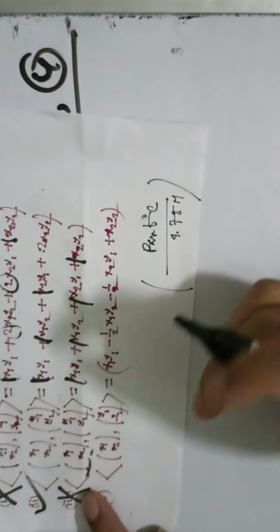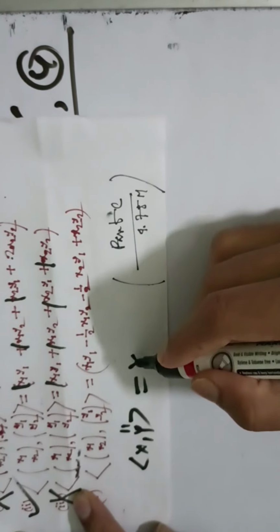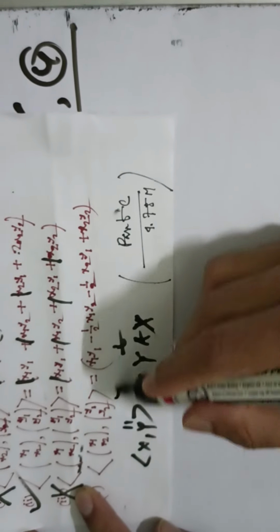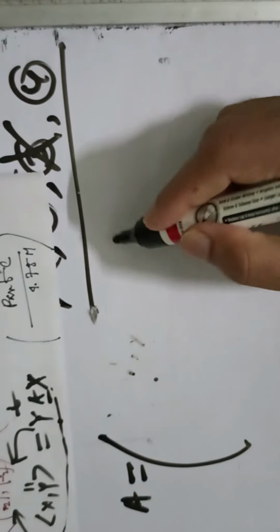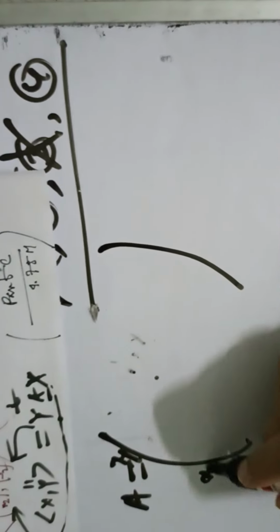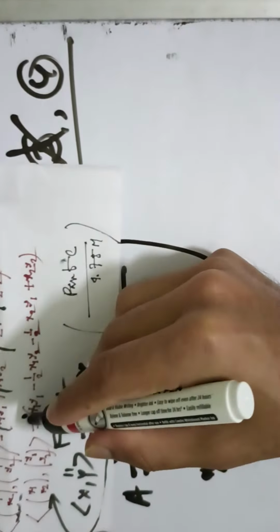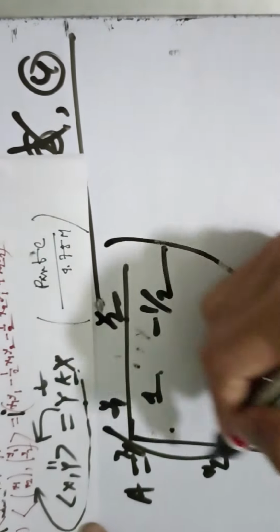For option 4 we are going to write the matrix. You can write this in the form y transpose A x, where y is the vector y1 y2, x is the vector x1 x2, and A is the matrix that I am going to write. The coefficient of x1 y1 will be 1, so write 1 here. The coefficient of x1 y2 will be minus half. The coefficient of x2 y1 will be minus half. The coefficient of x2 y2 will be 1.